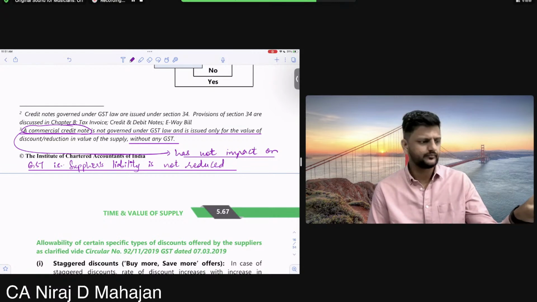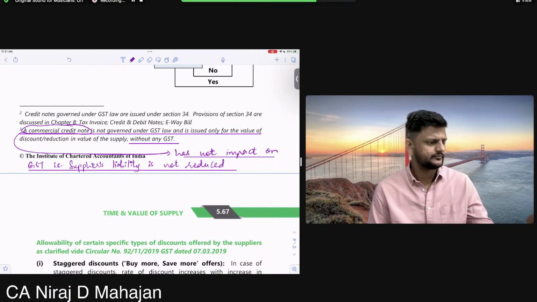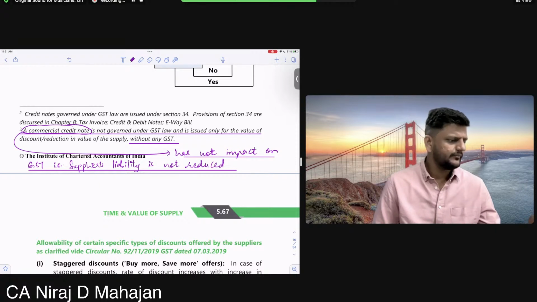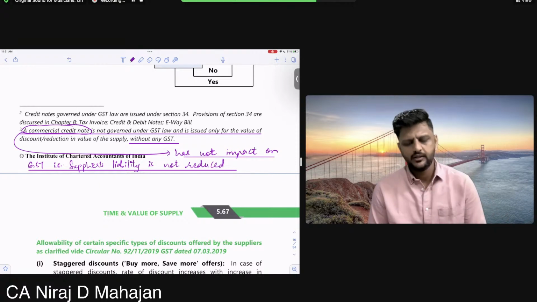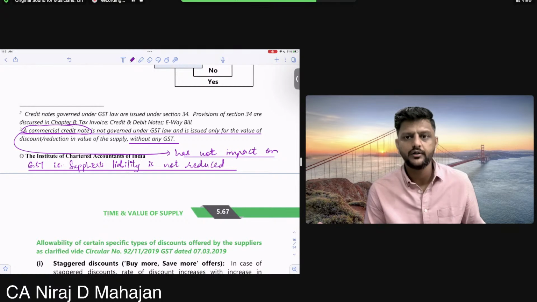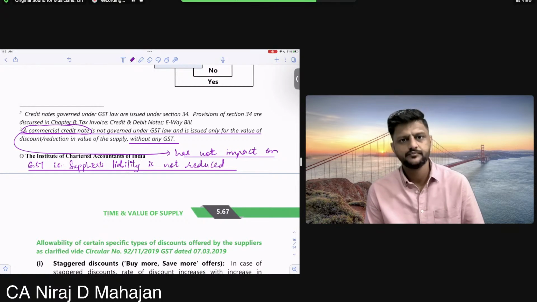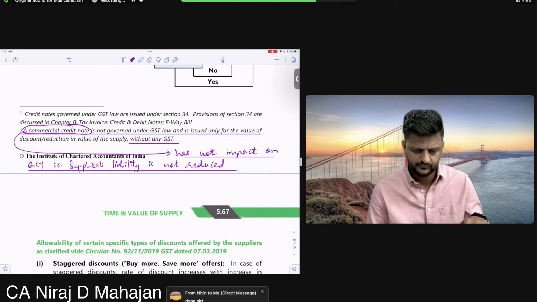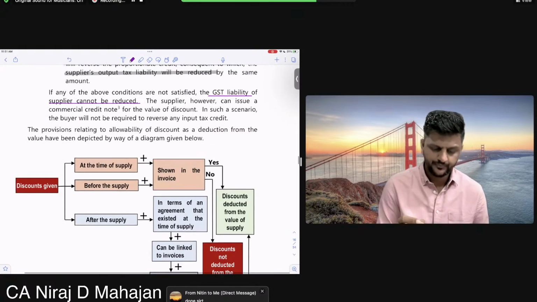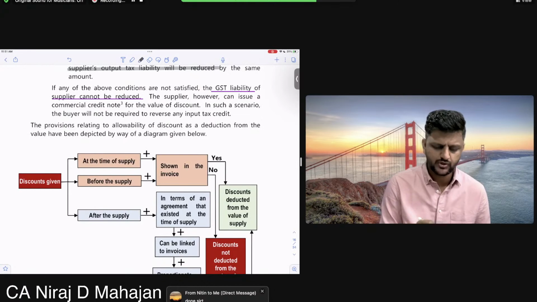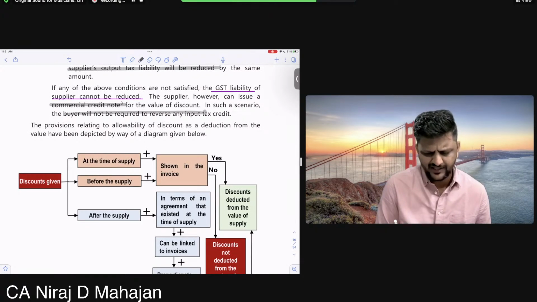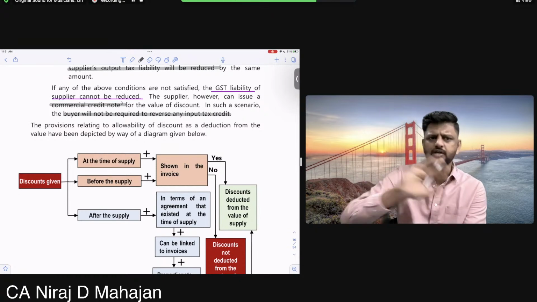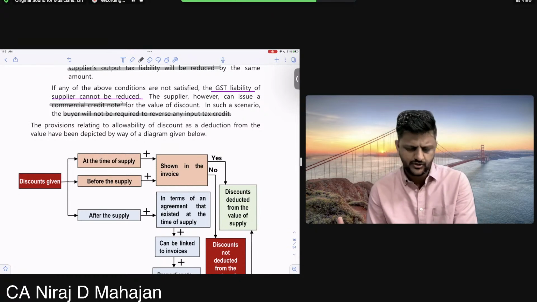Done or no? All of you okay till here? In such a scenario, if a commercial credit note is issued, the buyer will not be required to reverse any input tax credit. So what was done originally was done. No changes in that as such. Done?